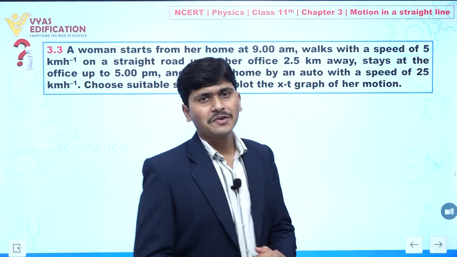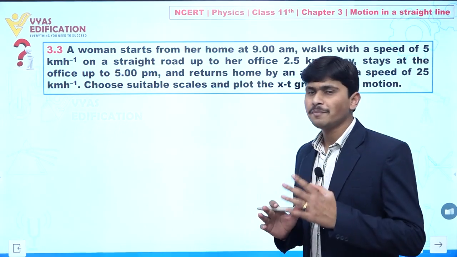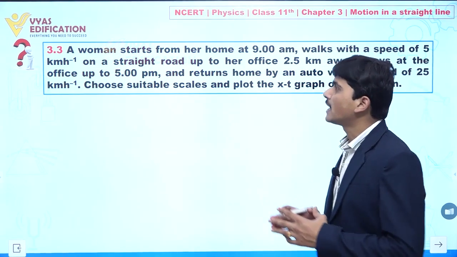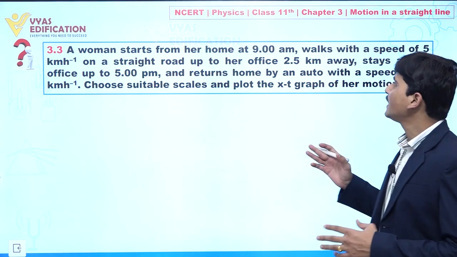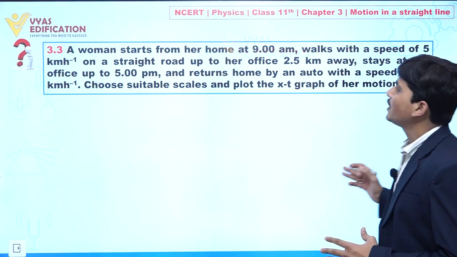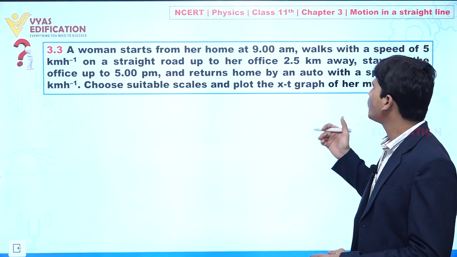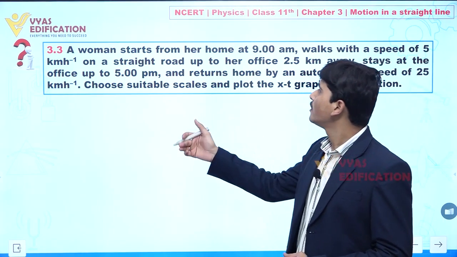Now dear students, we are going to discuss example number 3.3, and in this example it is given that a woman starts from her home at 9 am, walks with a speed of 5 km per hour on a straight road up to her office 2.5 km away.